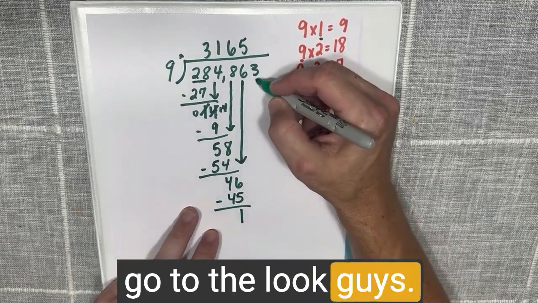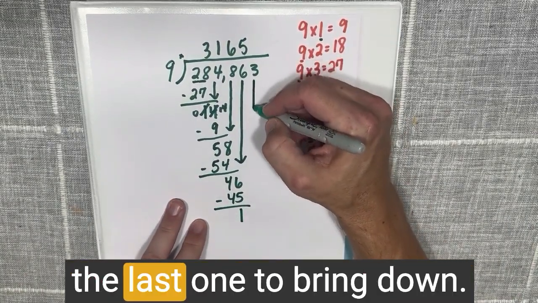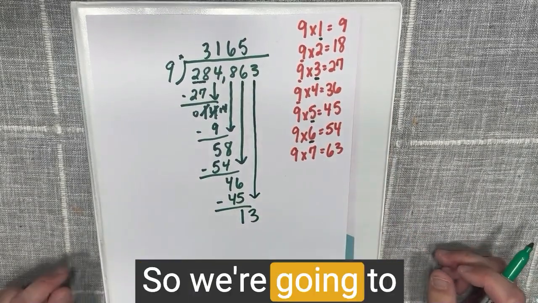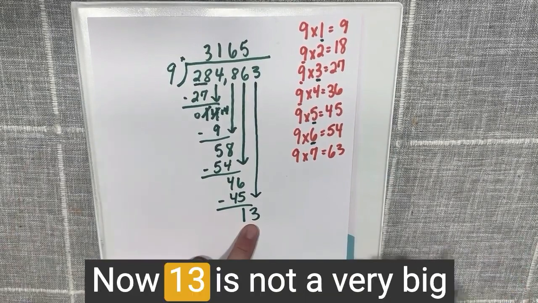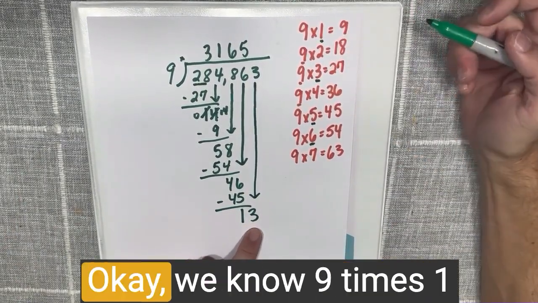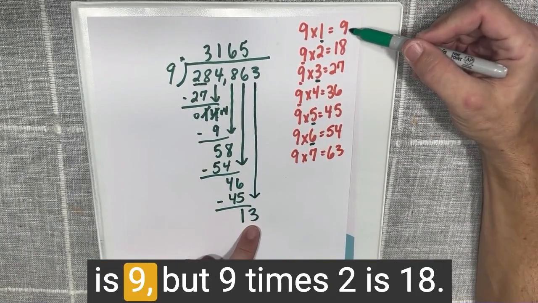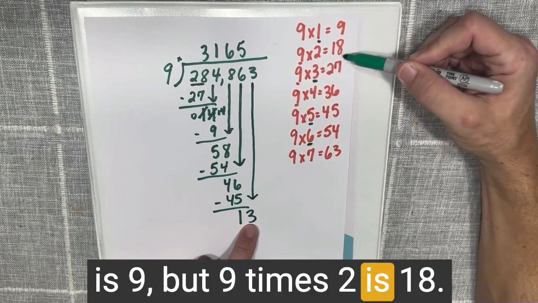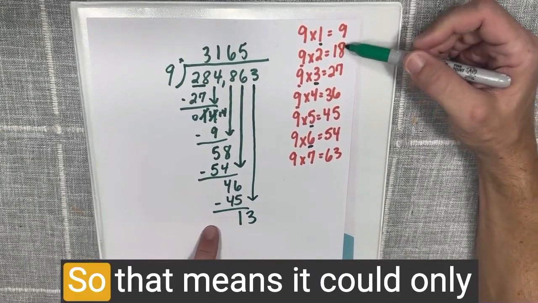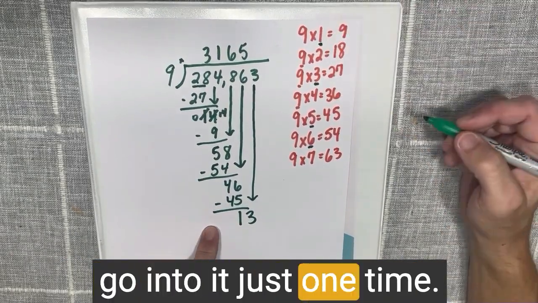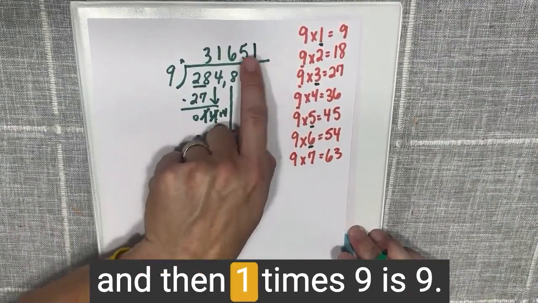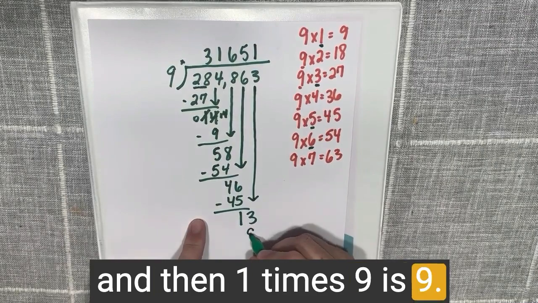Not going to worry about that. And we're going to go to the last digit, the last one to bring down. That means this is going to be the last step. So we're going to figure out how many times 9 can go into 13. Now, 13 is not a very big number, so we're going to look up here to see. We know 9 times 1 is 9, but 9 times 2 is 18. Now, 18 is too big because we're only trying to get to 13. So that means it could only go into it just one time. So 9 goes into 13 one time, and then 1 times 9 is 9.